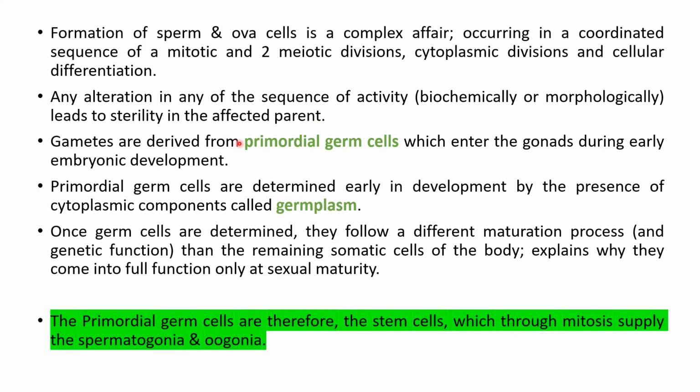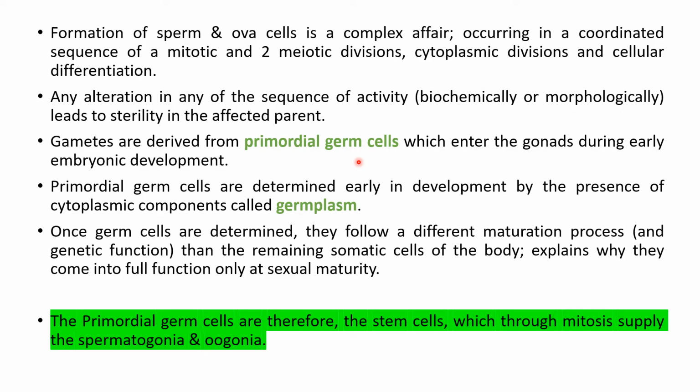All gametes are derived from what is known as primordial germ cells, which enter the gonads during the early embryonic development. And these primordial germ cells are determined early in development by the presence of cytoplasmic components called germ plasm.